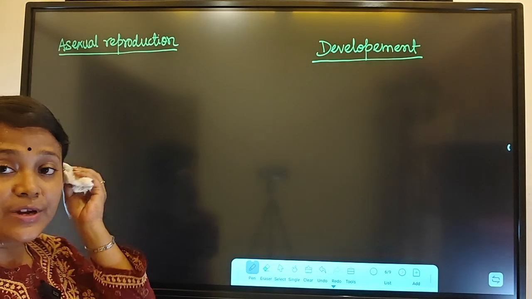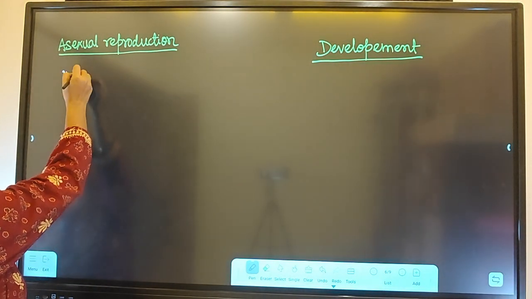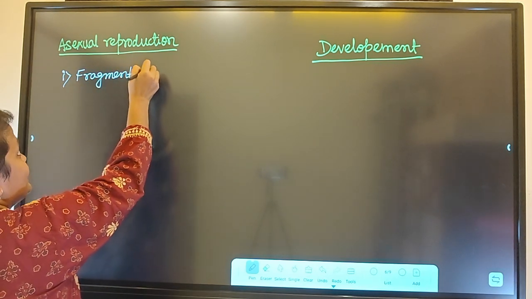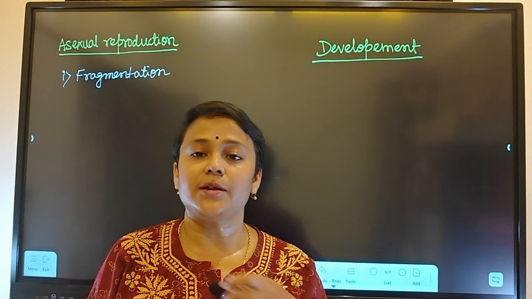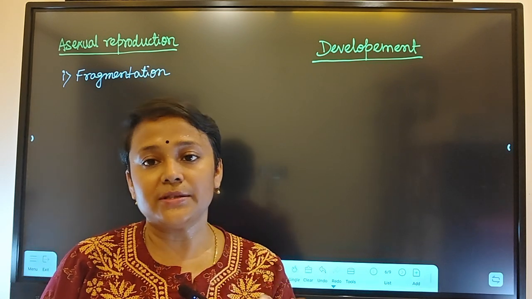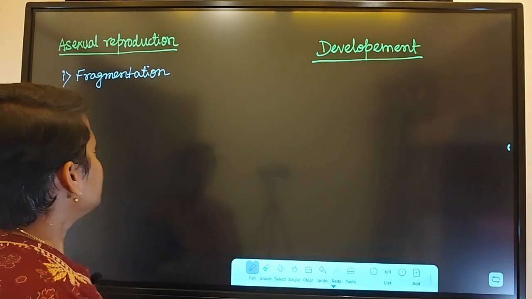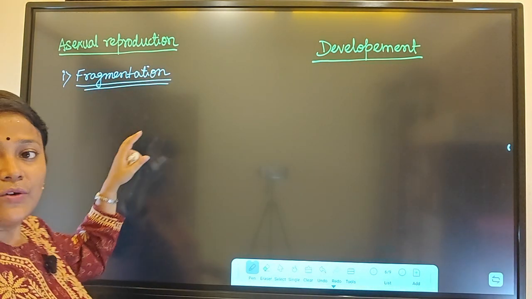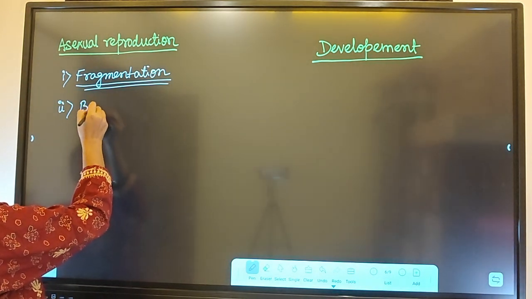Coming to asexual reproduction. Asexual reproduction is done by two methods. First, fragmentation: as I told, if any body part is fragmented, a new sponge will develop from the fragmented body part. That is called fragmentation. It is the power of regeneration. Coming to the second one, budding.